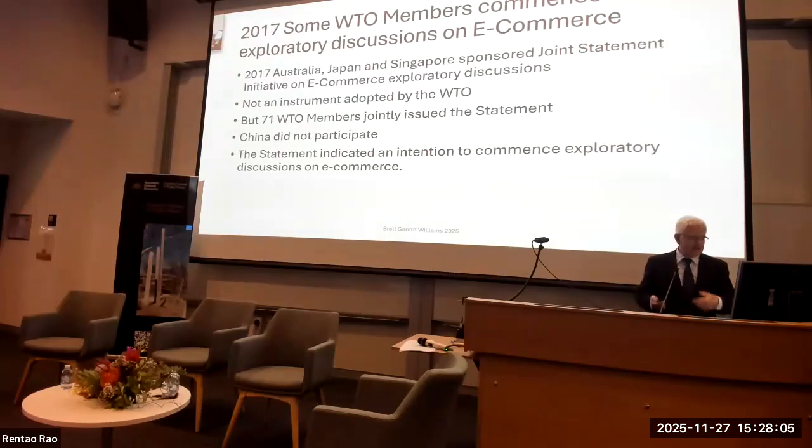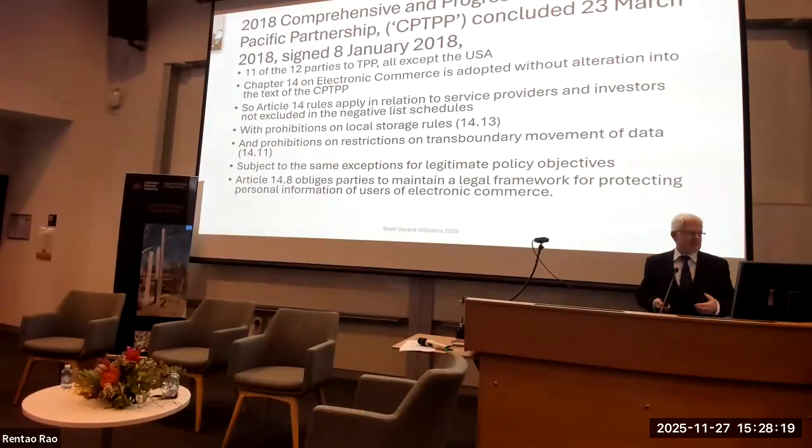In 2017, the WTO members started discussing e-commerce as a result of Australia, Japan and Singapore putting forward that proposal. There were 71 members participating, but China initially did not participate. The next year, the TPP morphed into the CPTPP, and the exact same clause that was in the TPP gets carried forward into the CPTPP. So you've got the same rules that you shouldn't have prohibitions on local storage, and you shouldn't have prohibitions on transboundary movement of data, and the same exceptions for legitimate policy objectives. China's not in that, of course.